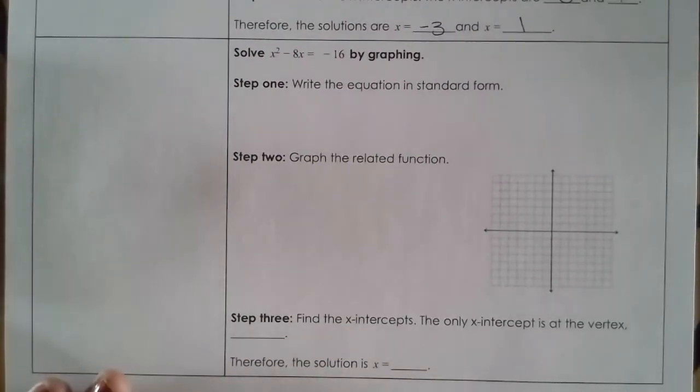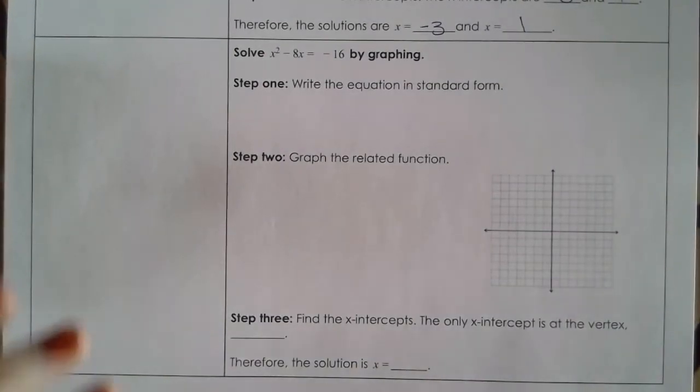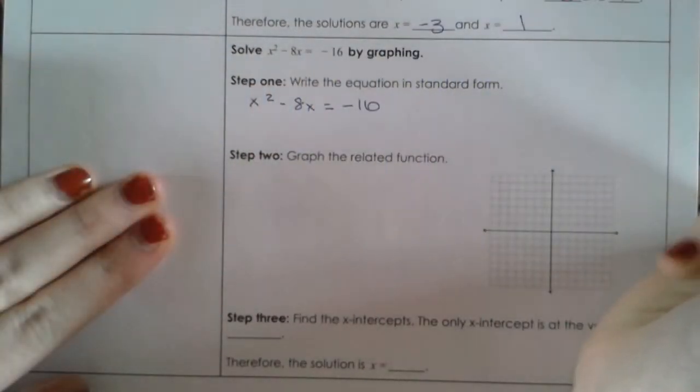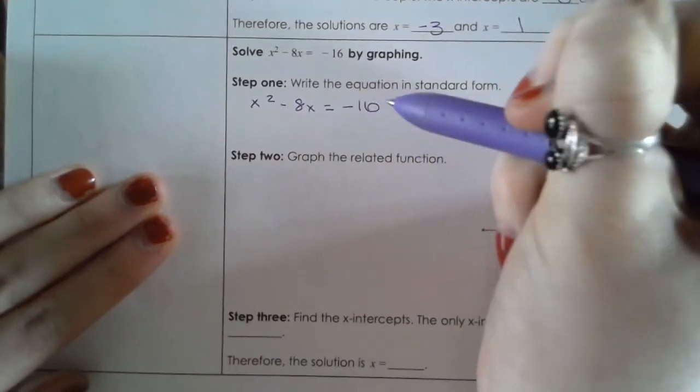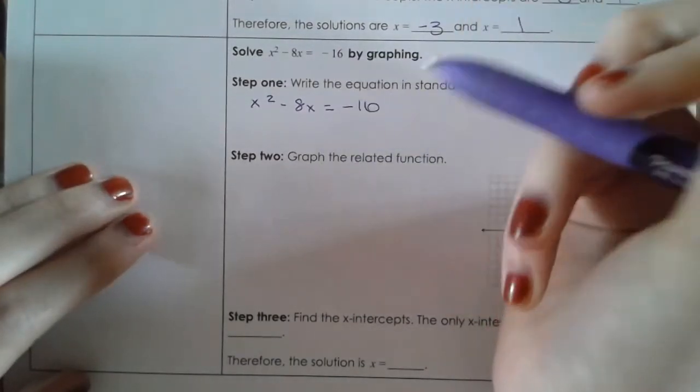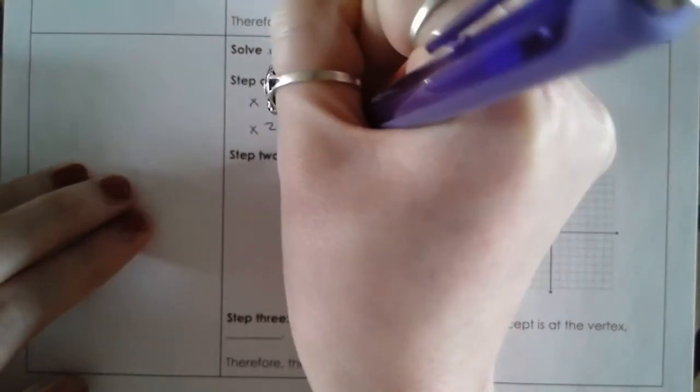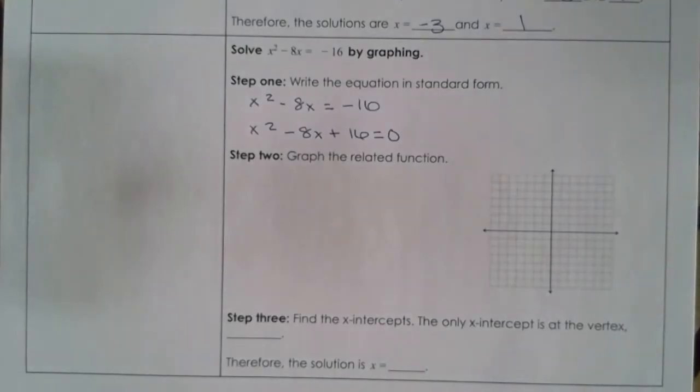Okay, so our next one is x squared minus 8x equals -16. And again, we're going to solve this by graphing. So we're going to write the equation first in standard form. That's step 1. So I'm rewriting my equation, x squared minus 8x equals -16. Now, in order to get a 0 on my right side, I'm going to add 16 to both sides. So I'll end up with x squared minus 8x plus 16 equals 0. And now it's in standard form.